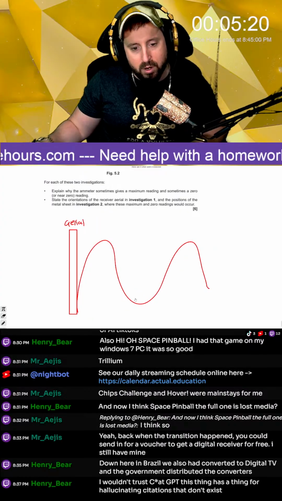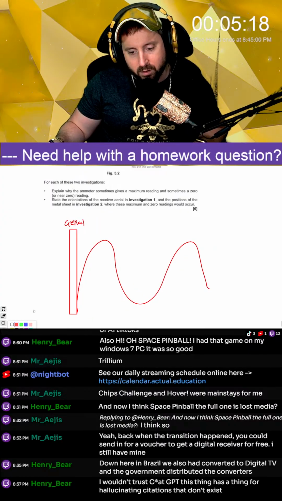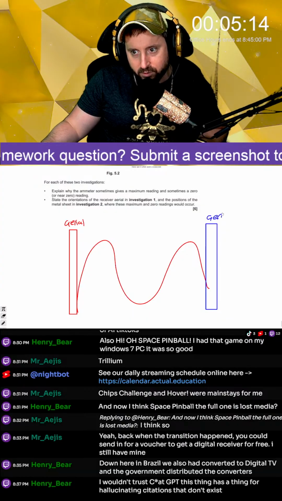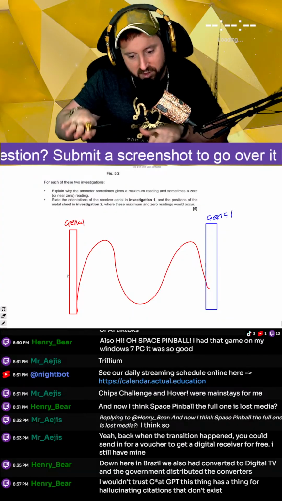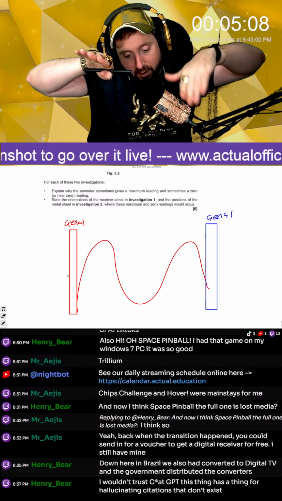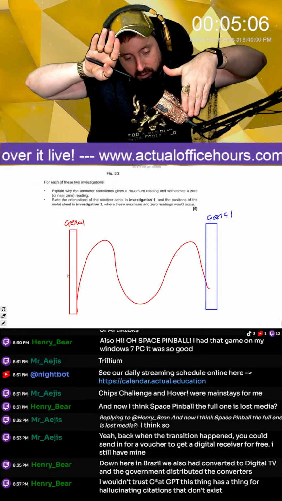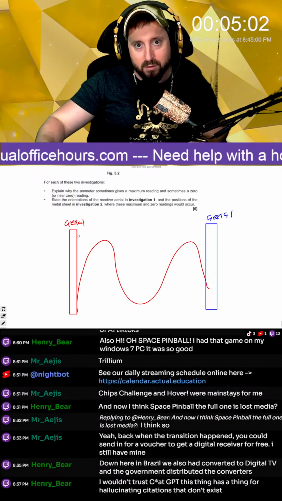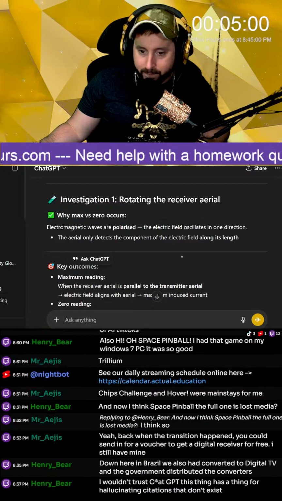Okay. So in order for there to be maximum reception, maximum resonance, you need the two aerials to be in the same plane, which means they need to be parallel. Because otherwise, if they're polarized by 90 degrees, then none of this will get received by this. Okay, I agree with that.